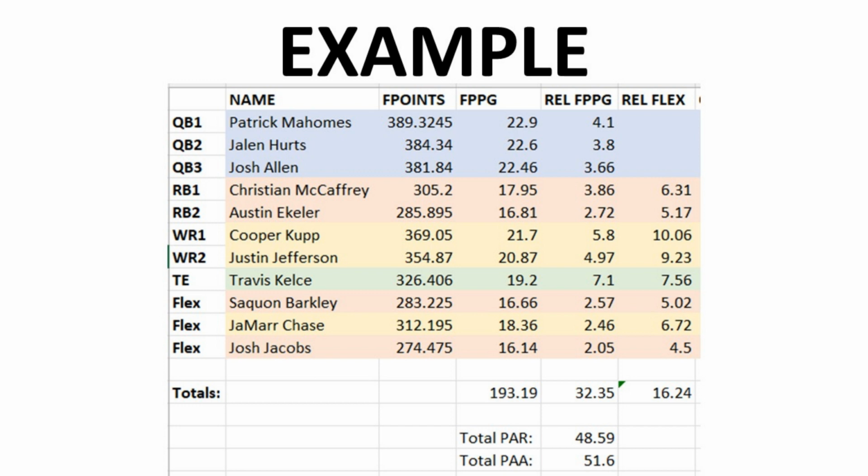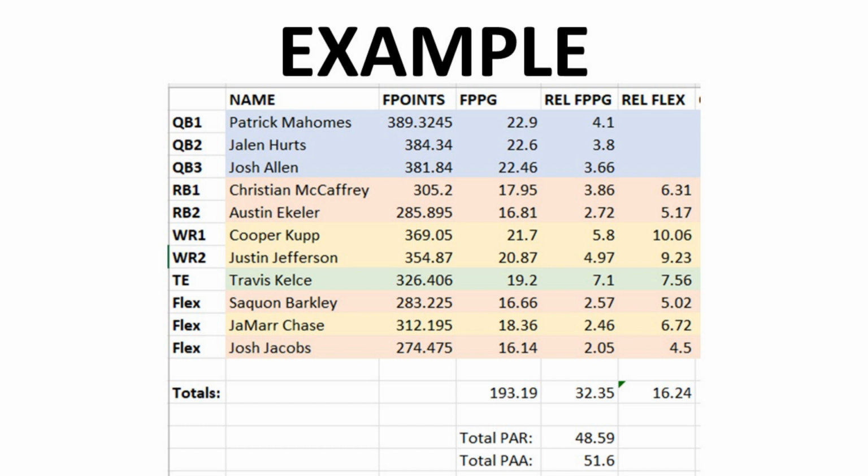And then the relative flex, that only matters for the bottom three, the flex positions. So Saquon Barkley is outscoring the average flex by 5.02. So with flex players, you don't score them as the relative fantasy points per game. You use the flex. So then you see the totals under the players there. Sorry, this is a little confusing. The first number there, that's going to be your total points. Keep in mind this is before defense.